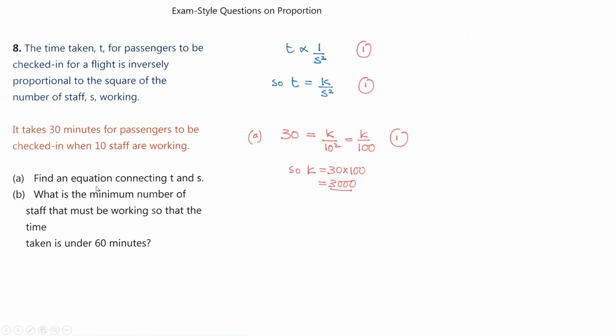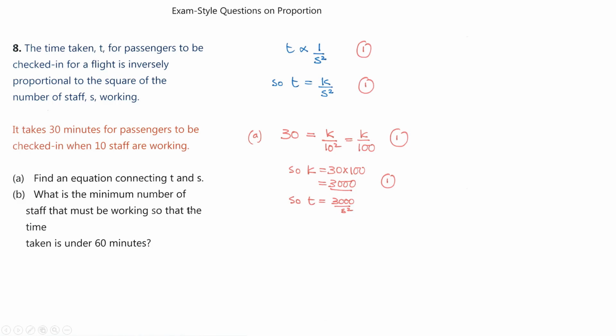So we've done A, find an equation connecting T and S. Okay, and here it is. T is 3000 divided by S squared, because it was k over S squared, and we've just done this part, just like all the other questions, and worked out what k is. So it's 3000 divided by S squared.